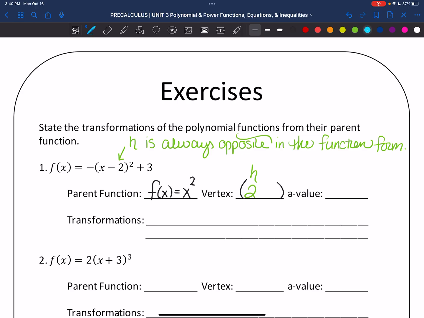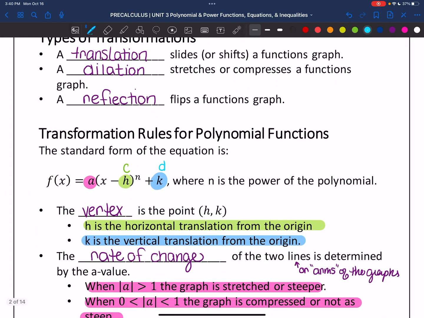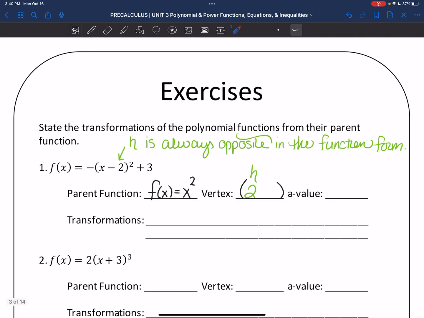And then our k value, what is that k value going to be? That value that is out on the end, causing a vertical movement. It's going to be a 3. And then last but not least, what is our a value? That is the value in front of our function. In front of our function, what do we have? It looks like a negative. So what is it? It's not just negative, but a negative 1. So we've got our h value, our k value, and our a value.